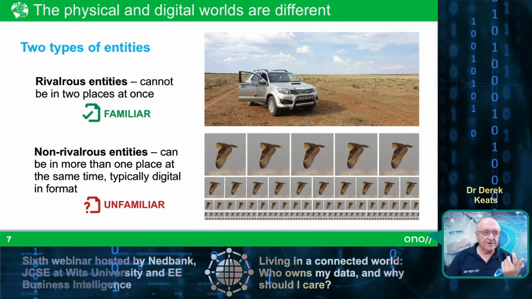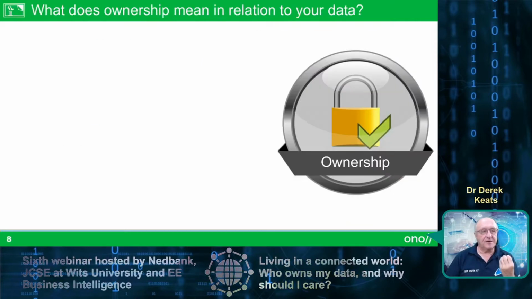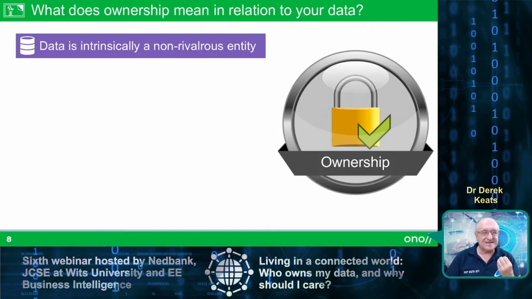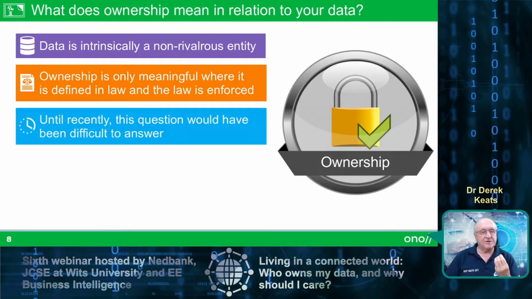Okay, so taking those two entities in mind, where does data fit? Well, data, of course, is non-rivalrous. So let's think about what ownership means in relation to your data. As I said, data is intrinsically a non-rivalrous entity. Ownership is only meaningful where it's defined in law and the law is enforced. There can be social conventions that also define ownership, but for all intents and purposes in the modern world, ownership is only meaningful where it is defined in law and where that law is enforced. And it's defined in terms of rights.